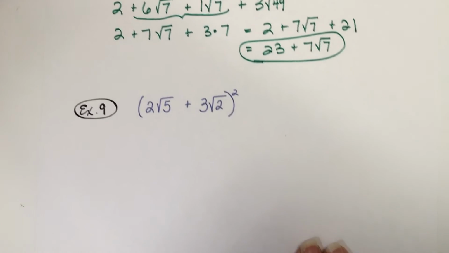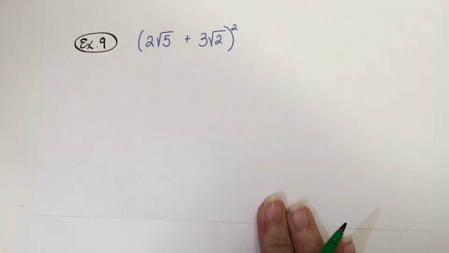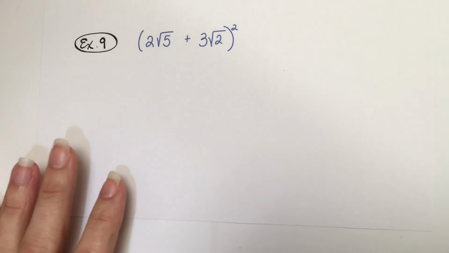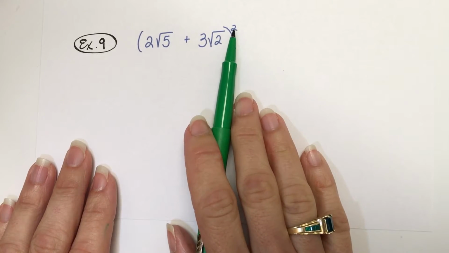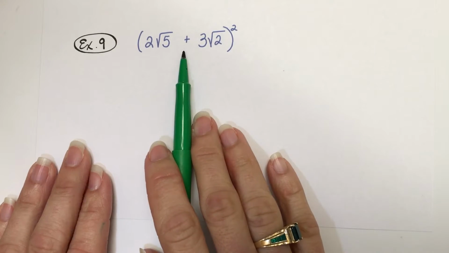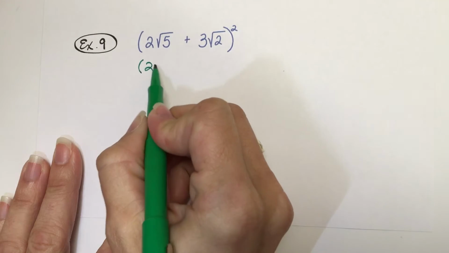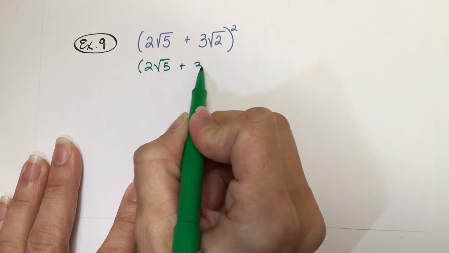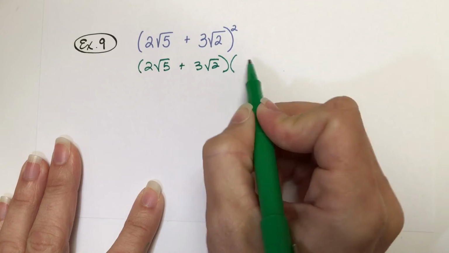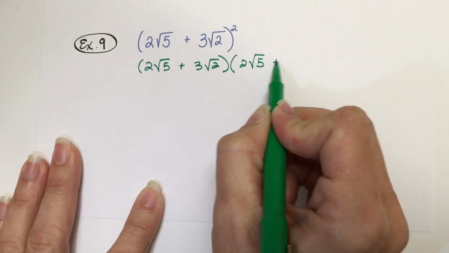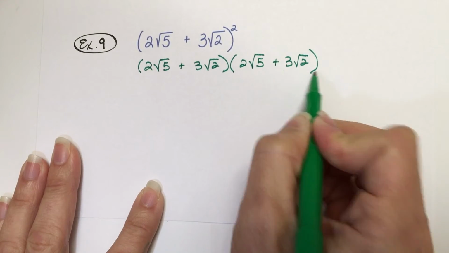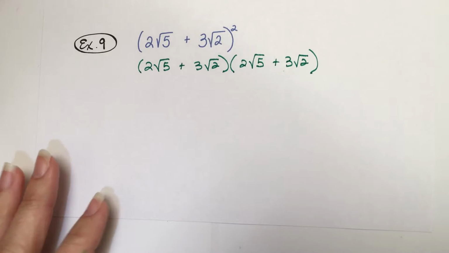Okay, next one. Now, you're actually going to do the same thing. It's just this one being to the second power, remember, means that you have 2 of these. So let's just write it down twice. You have 2 of exactly the same thing. And now you're just going to use your FOIL method again.